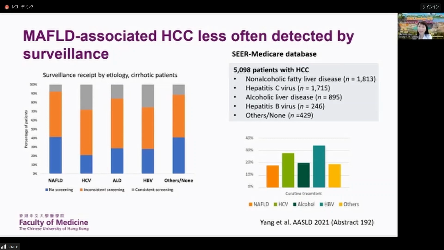So here, again, they show the surveillance received by etiology, showing that methylphenidate HCC has a relatively high proportion with no screening or inconsistent screening. And from another Medicare database, a large cohort of patients with HCC, again, they find that many of the methylphenidate patients, as in the orange bar, less than 20% of them may undergo curative treatment, which means that, again, they were identified at quite a late stage.